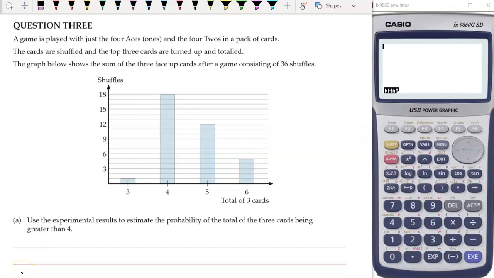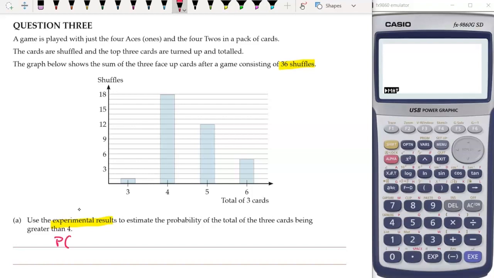Okay, for question 3, we have a game being played where 3 cards are turned over and then added up, and these are the totals of those cards. And this is after 36 times of doing it. So we want to use the experimental results, meaning we have to use what's on the graph here to estimate the probability of the total of the 3 cards being greater than 4.